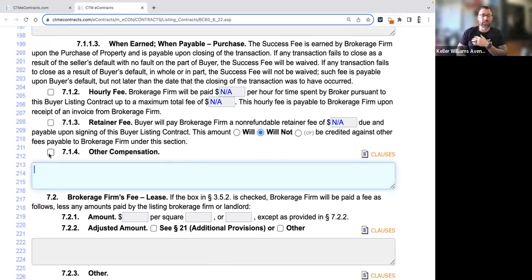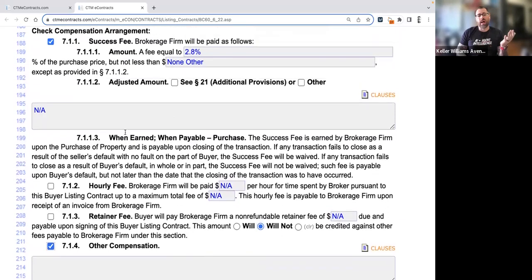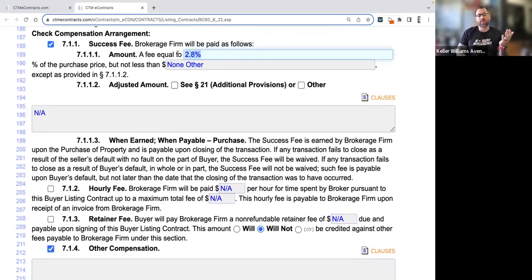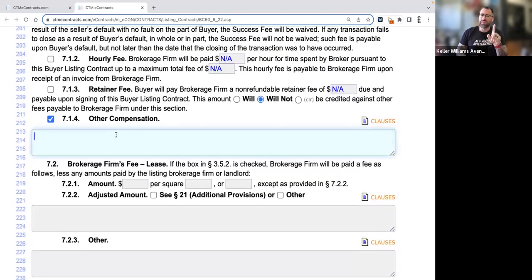Other compensation, I am going to check this because I just said that I am worth 2.8%. My buyer said, Charles, you're absolutely worth 2.8%. What if the seller is offering 3% commission? Well, if your contract doesn't read that you can take 3%, you can't take 3%.